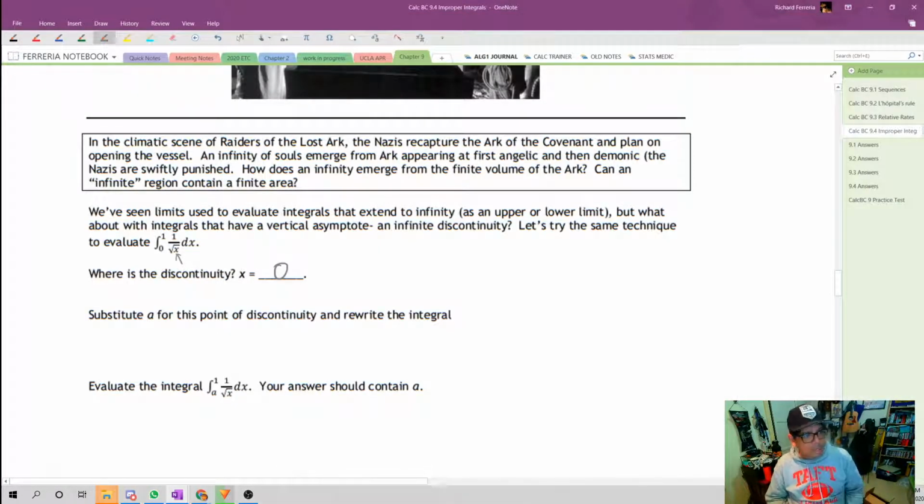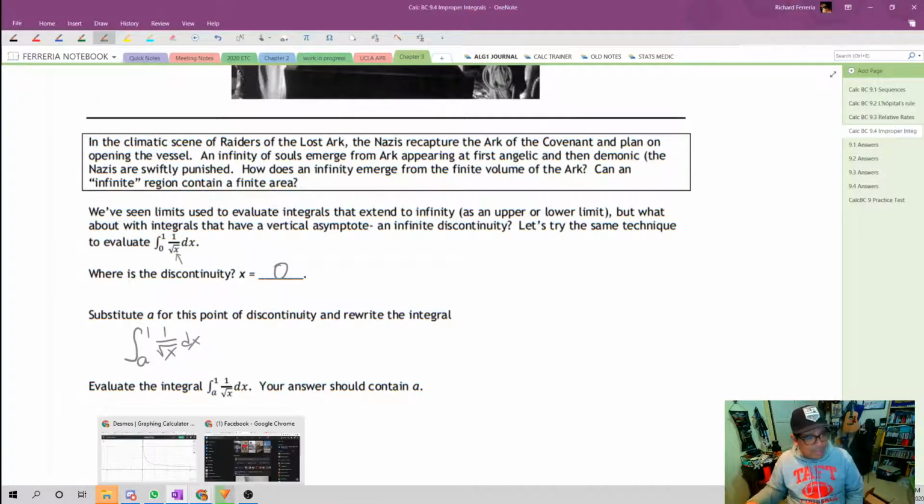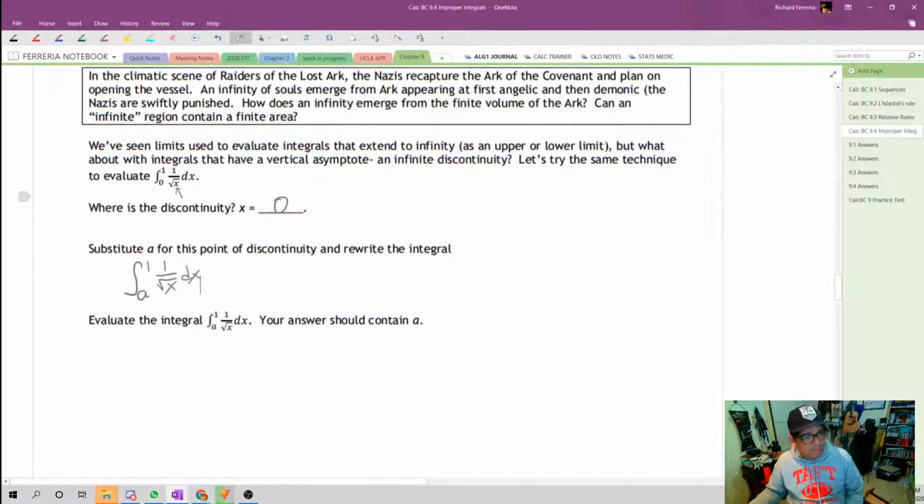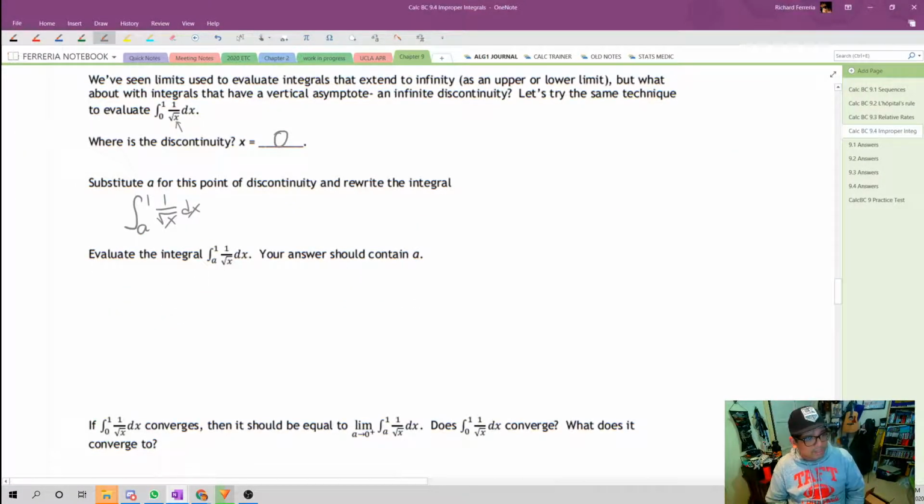First, substitute a for this point of discontinuity and rewrite the integral. That's not a big deal. We did that in the last section. The integral from a to 1 of 1 over root x dx. And then now it says to evaluate this integral. So let's go ahead and evaluate this. This is equal to the integral from a to 1 of x to the negative 1/2 dx. Our antiderivative is 2 root x, and when we substitute, we get 2 minus 2 root a. Very nice.